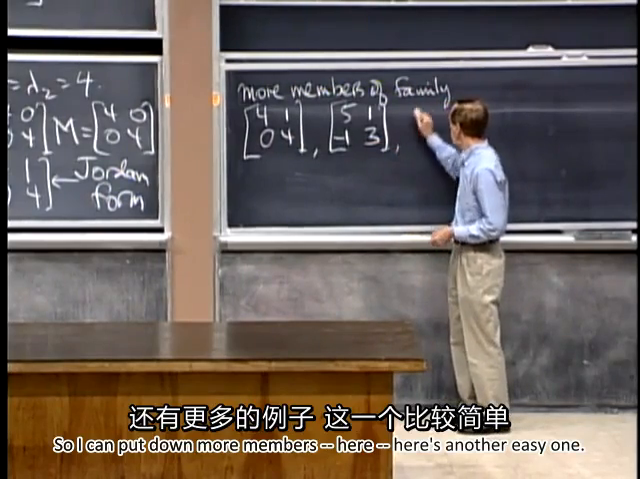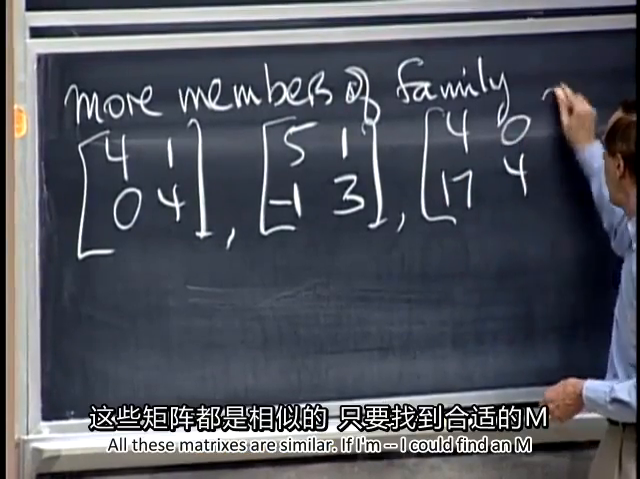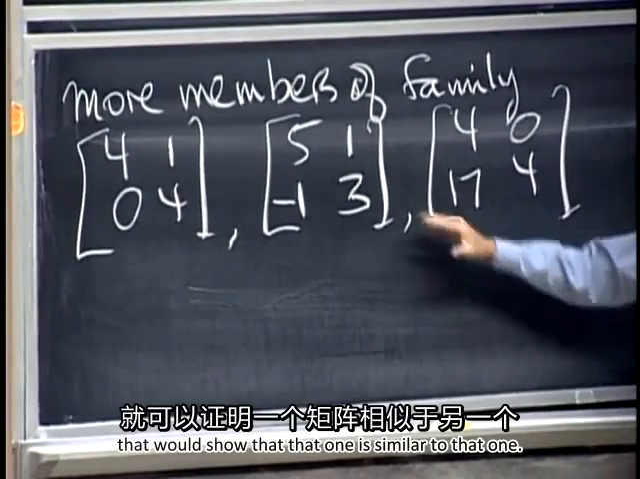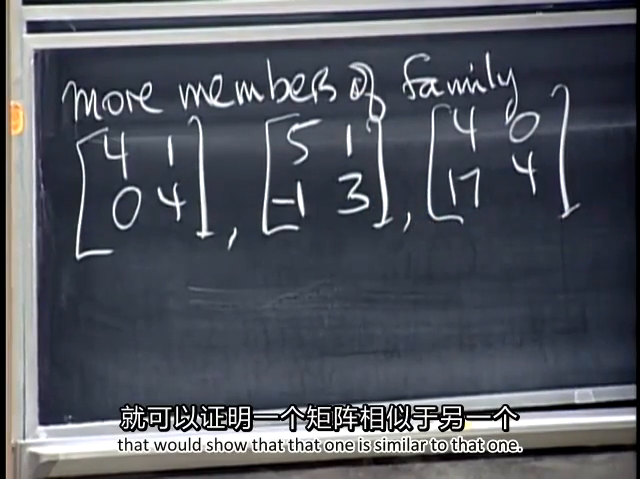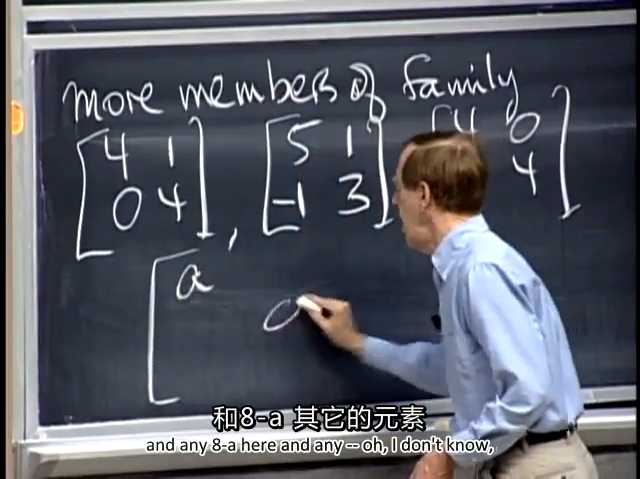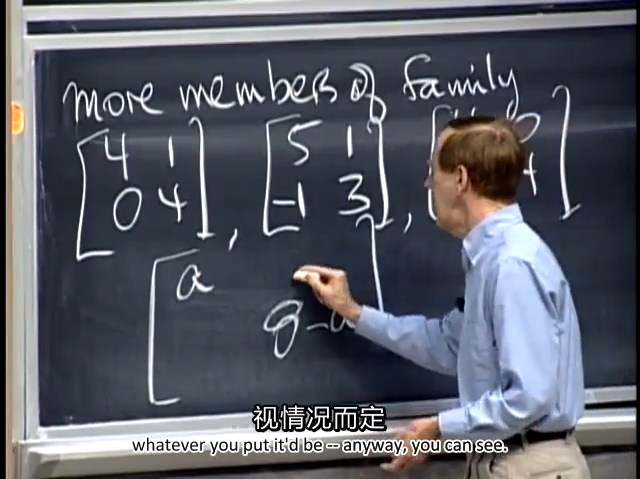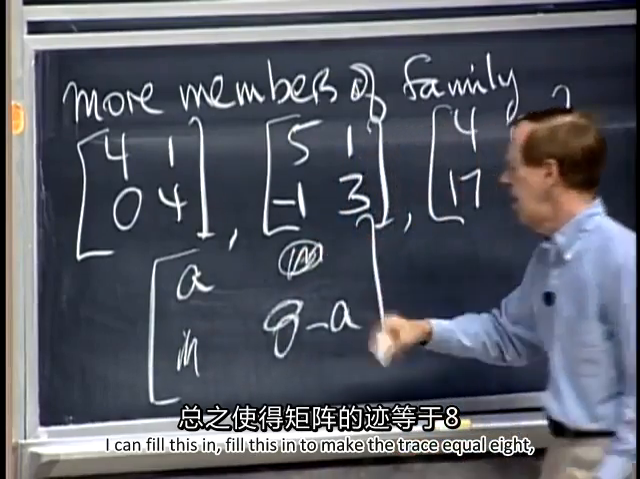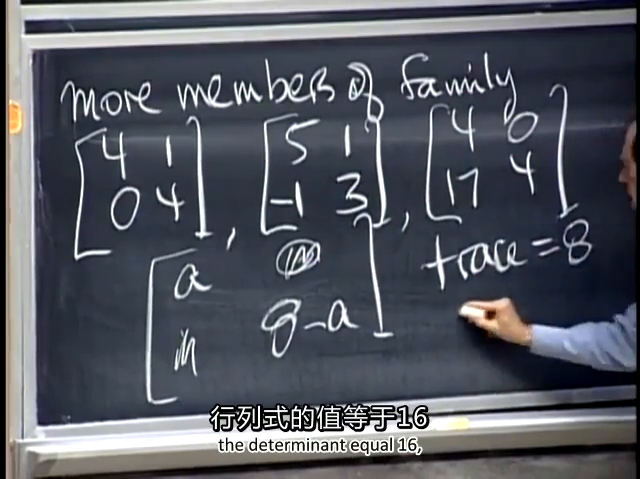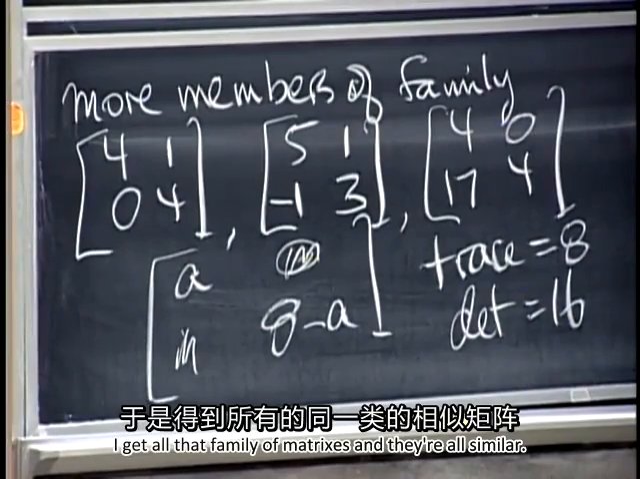So I can put down more members. Here's another easy one. I could put the 4 and the 4 and a 17 down there. All these matrices are similar. If I could find an M that would show that that one is similar to that one. And you can see the general picture is I can take any a, and any 8 minus a here, and any, whatever you put, b. Anyway, you can see I can fill this in to make the trace equal 8, the determinant equals 16. I get all that family of matrices, and they're all similar.